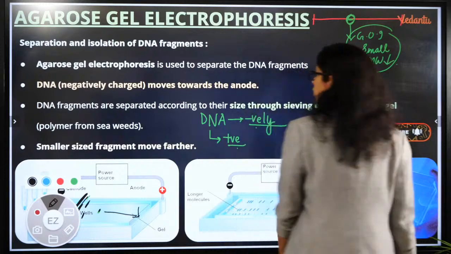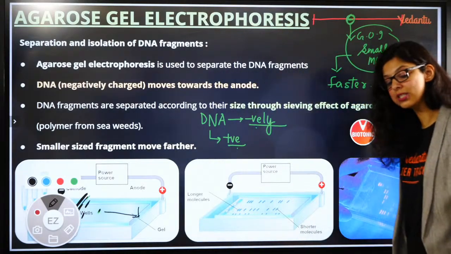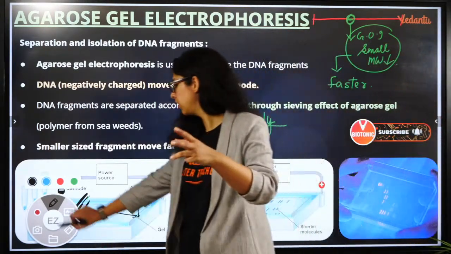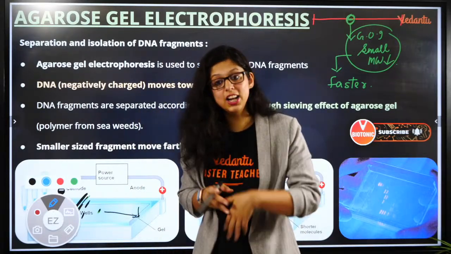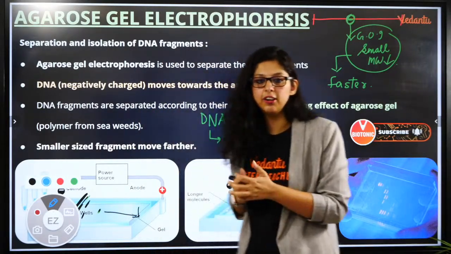Separation and isolation of the DNA fragments. How do you separate them? You separate them with the help of a restriction endonuclease, right? And then you put them on the agarose gel to get the separated fragments.